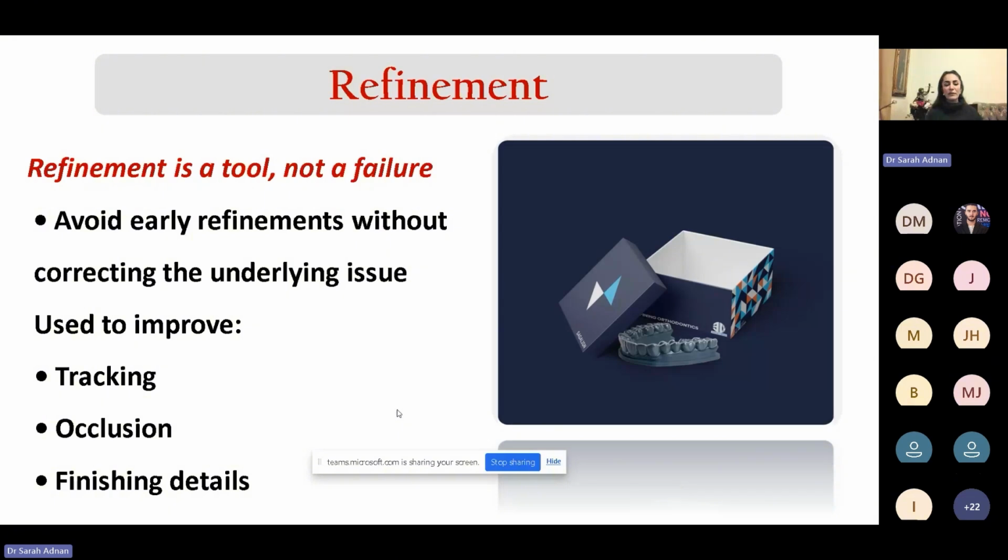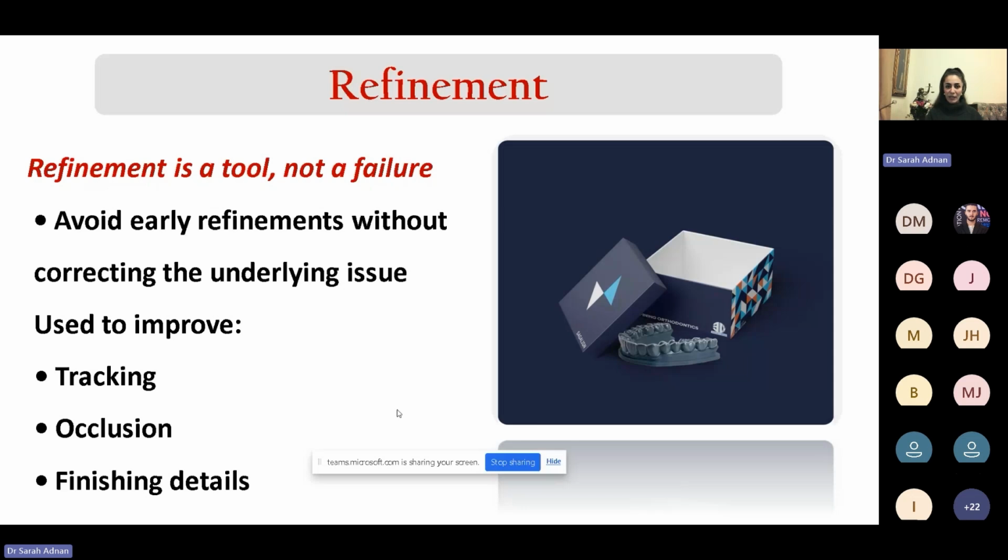So, refinement. Is a refinement a failure? We did all the previous steps to avoid refinement. Does that mean that if we ask for a refinement, it's a failure? No, it's not. All the cases need at least one refinement, but this refinement should not be done very early during the treatment, maybe during the middle course of the treatment or the final stage of the treatment.